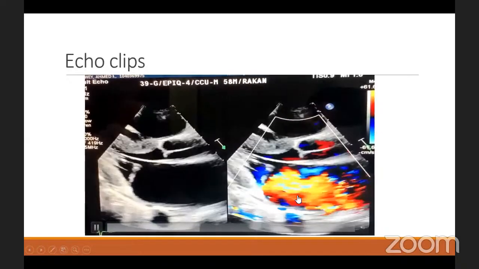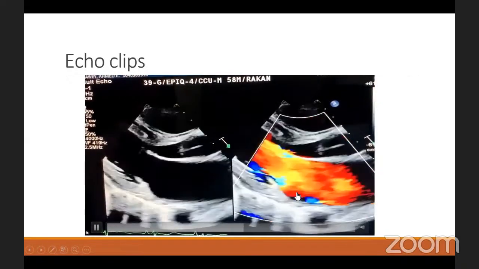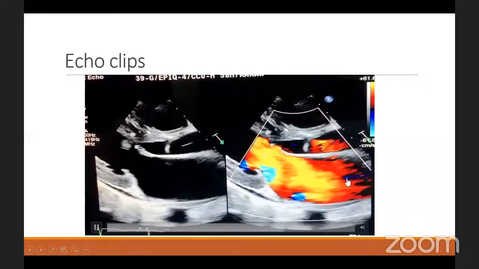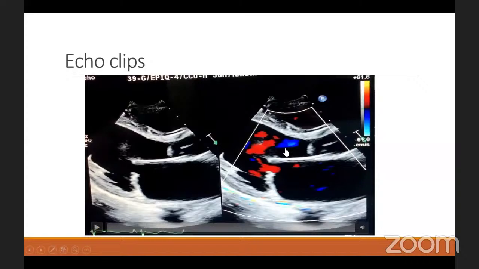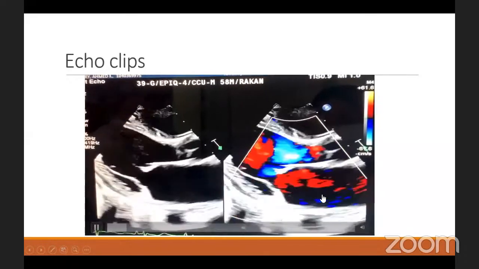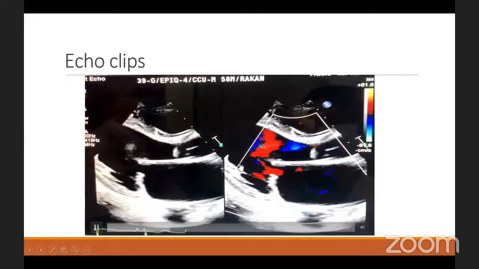So just to tell you one thing, for the juniors, this mosaic color means that we have mitral regurg. If it is one color, blue or red, so red is away from the probe and blue is going toward the probe. So mosaic color means that we have a mitral regurg, and if you have a large mosaic color like here, this is a severe mitral regurg.